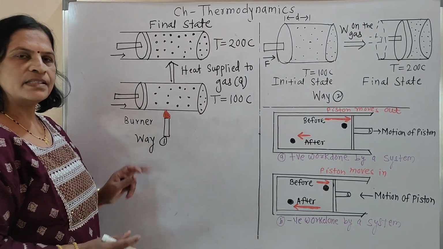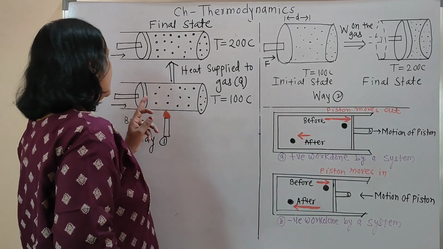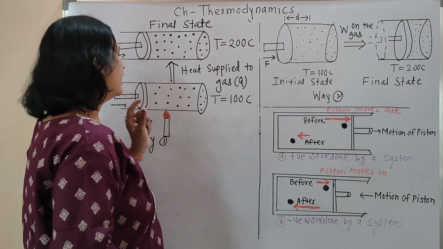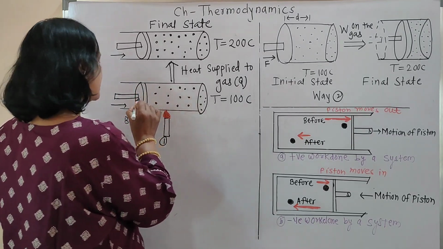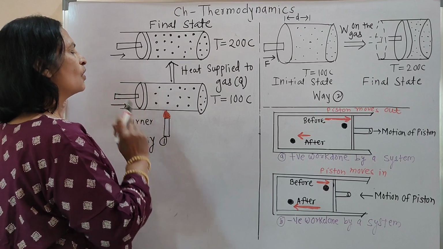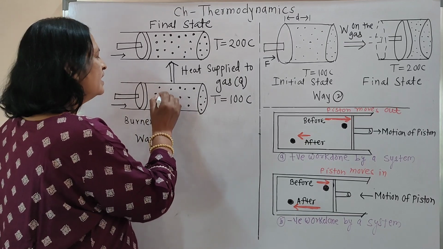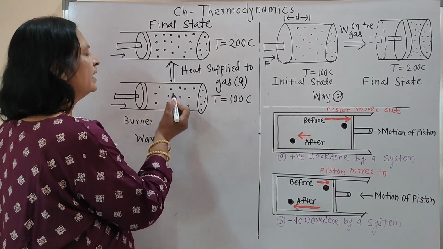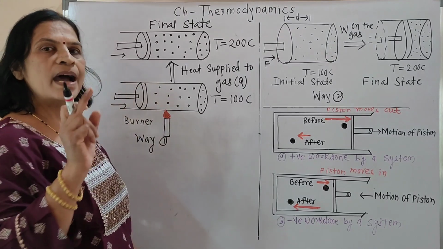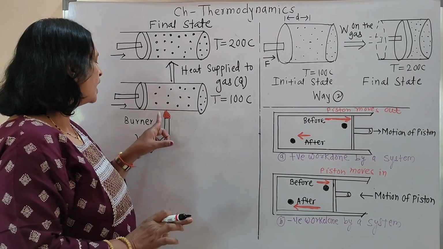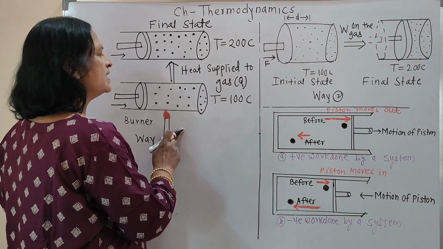The first way to increase the internal energy of a system is to supply heat to that system. For that purpose, consider a cylinder in which ideal gas is filled, fitted with a movable, massless and frictionless piston, so that there is no loss of heat energy. I repeat, consider a cylinder with ideal gas, that is the system, fitted with a movable, massless and frictionless piston. This is the system, and the remaining part is the surrounding.